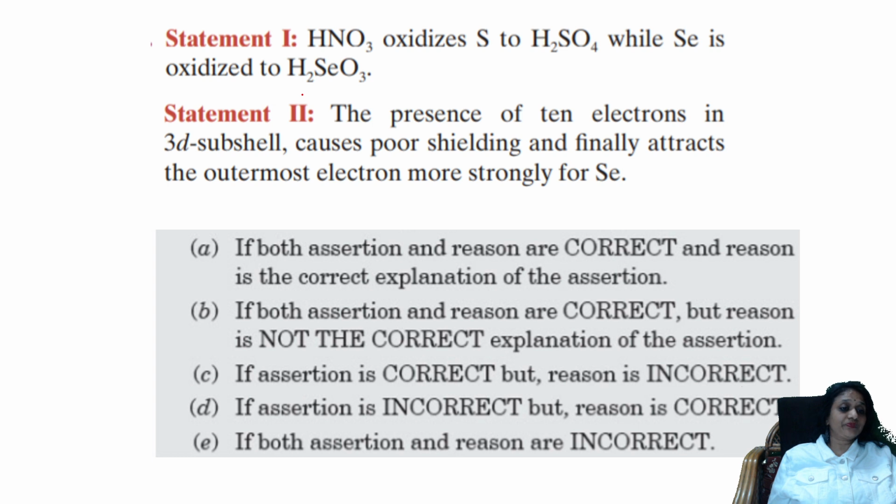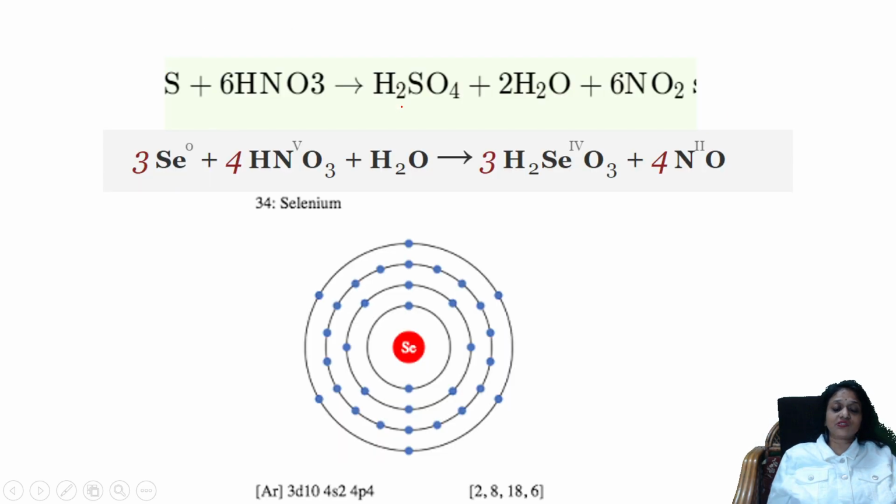Whether it is right or wrong. The presence of 10 electrons in the 3d subshell causes poor shielding and finally attracts the outermost electron more strongly for selenium. So basically, students, both are right statements, and the reason also is talking about this. Let's see it. Yes, nitric acid oxidizes sulfur to sulfuric acid. See these reactions? Nitric acid, being an oxidizing agent, oxidizes sulfur to sulfuric acid.